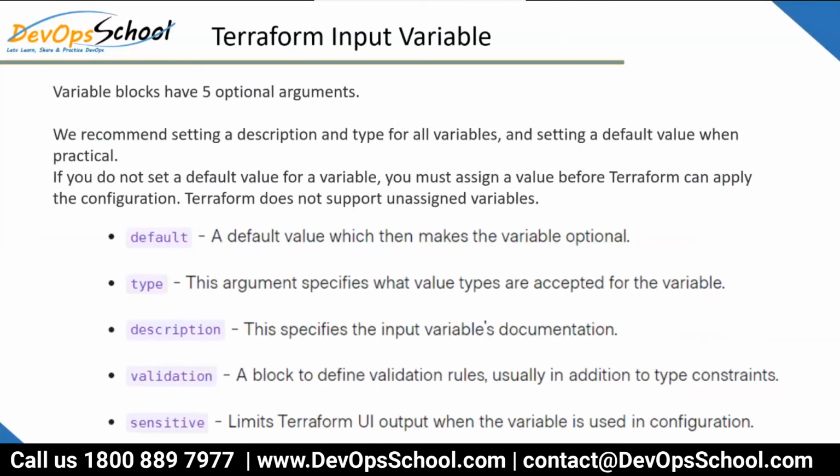Now, if you do not set a default value for a variable, you must assign a value before Terraform can apply the configuration. So Terraform does not support unassigned variables. So it's important for that. Now, these are the arguments you'll see: default, type, description, validation, and sensitive. Validation and sensitive are the cases where we can use them when you want to put some constraint and stuff like that.